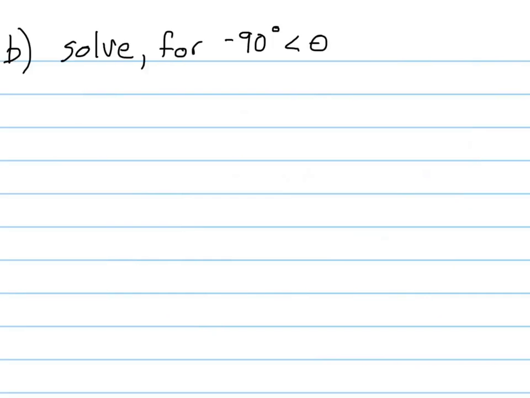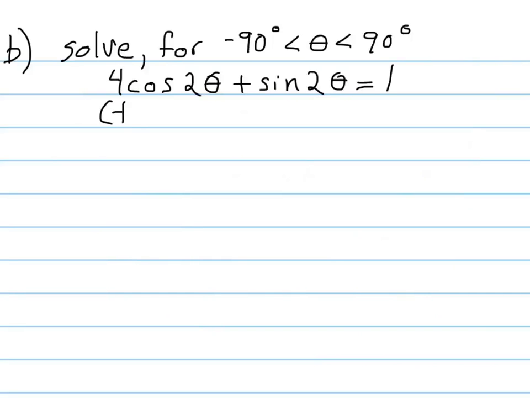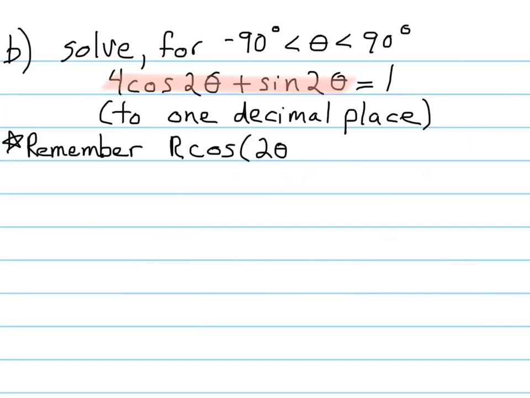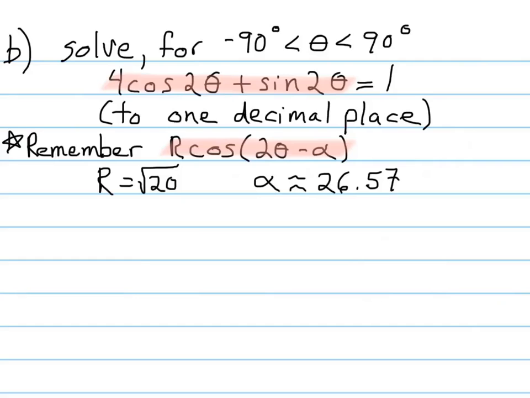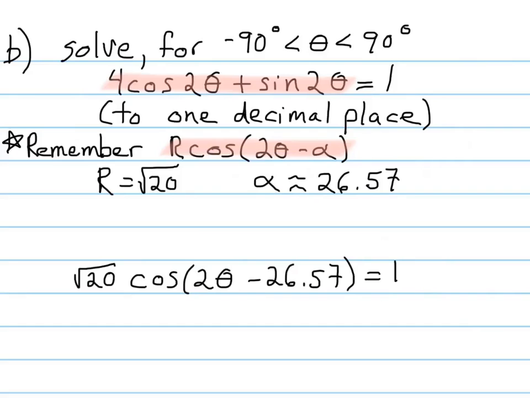Part B. Now we want to solve this for negative 90 degrees less than theta less than 90 degrees. And this time we have 4 cosine of 2 theta plus 2 sine of 2 theta equals 1. And we want this to be to 1 decimal place. Now remember, we can do something to make this easier. We know that 4 cosine of 2 theta plus 2 sine of 2 theta equals r cosine of 2 theta minus alpha. And we also know the values of r and alpha that we found in part A. So we can rewrite this as the square root of 20 times cosine of 2 theta minus 26.57 equals 1.